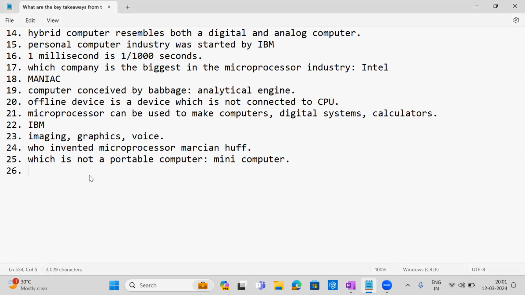Then the first microprocessor built by the Intel Corporation was which is this? 8008, 8080, 4004, 8800? It is 4004.